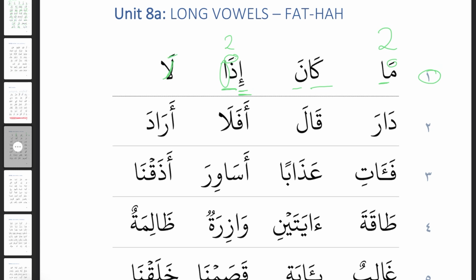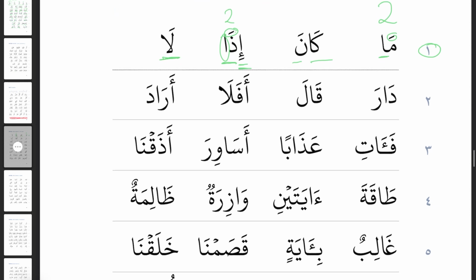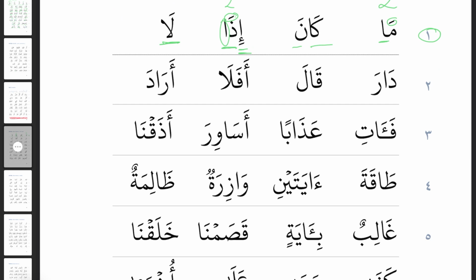Now this, I think we've seen before, the lam alif. This is a lam. There's the fatha on it. And this here is the alif. So you have a lam with a fatha followed by an alif. So a fatha followed by an alif gives you a 2-count stretch. Laa.